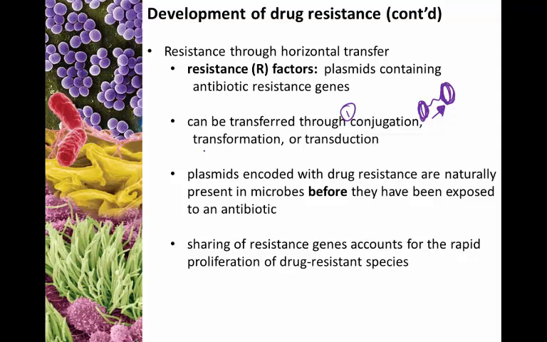Transformation, which was the uptake of naked DNA, and transduction, which always involved DNA being transferred via a virus. Okay, so viruses here, pili with the conjugation, transformation. There's little pieces of naked DNA floating around.